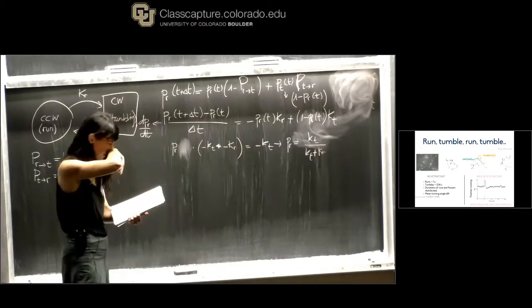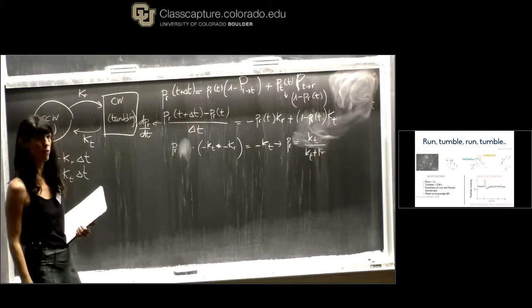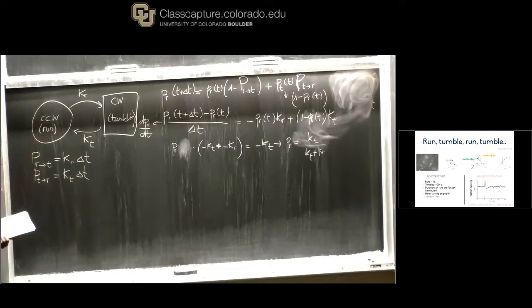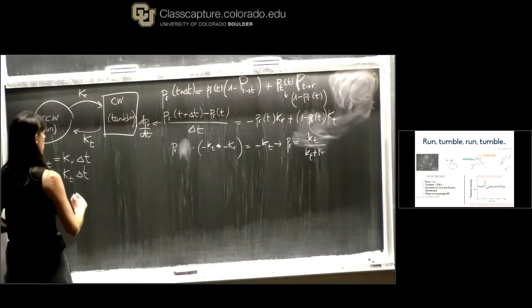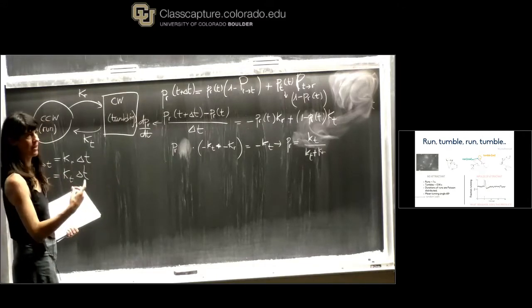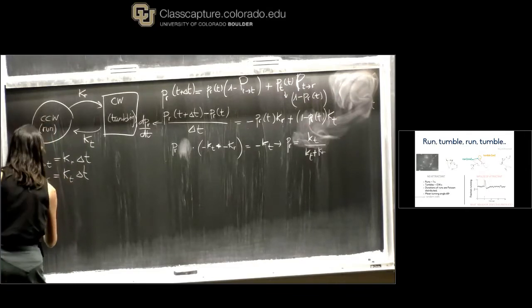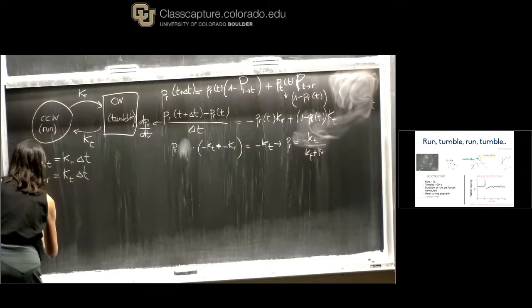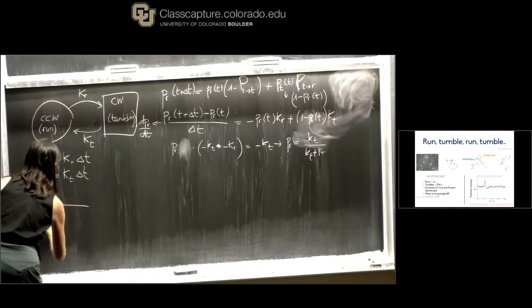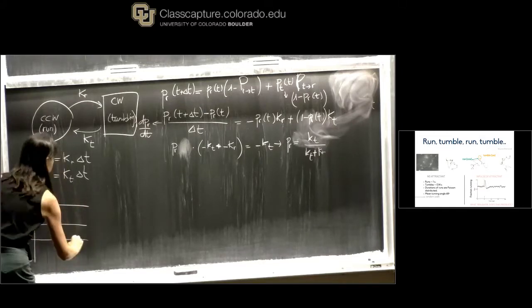Okay, so this is just at equilibrium with no chemoattractant. And now what did Berg do? What you can do is add a chemoattractant at T equals 0, and then you do the following experiment. You take a lot of cells, and you can do it different ways.